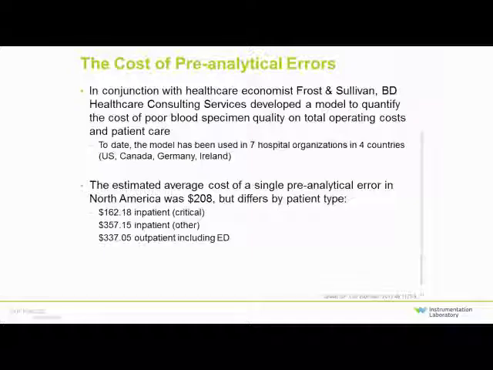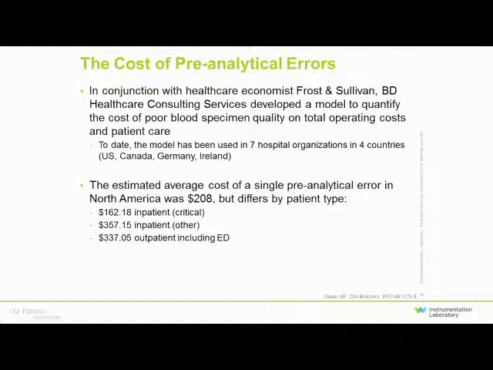Not only is there substantial inconvenience or risk to patients, but there's also cost issues. So there's been a model developed by healthcare economist Frost and Sullivan in consultation with BD, and this model was developed to quantify the cost of poor blood specimen quality on total operating cost of patient care. So to date, this model has been applied to 7 hospital organizations in 4 countries, and the countries represented include US, Canada, Germany, and Ireland.